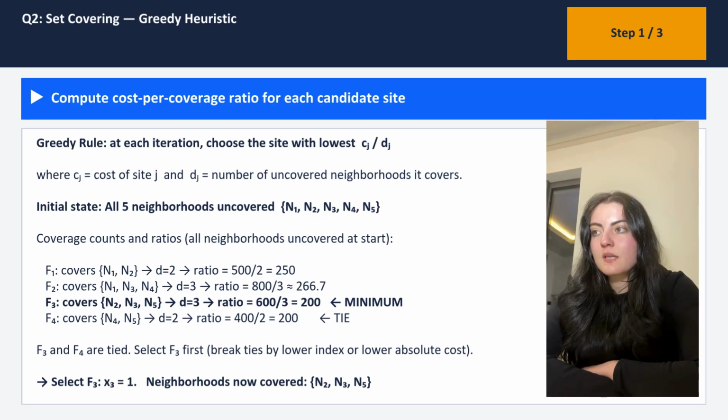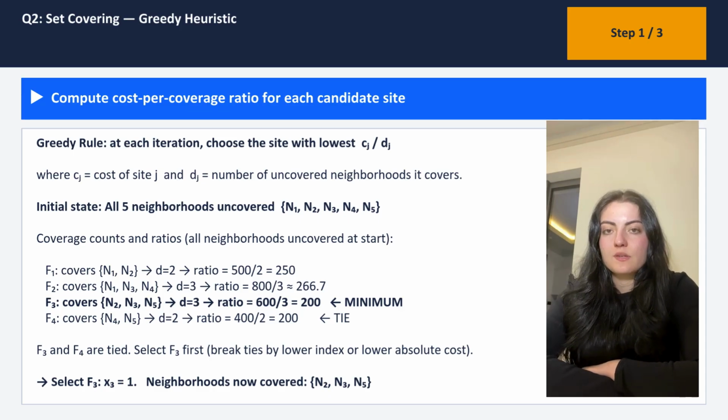From the table, site F3 and site F4 both have the ratio of 200, so there's a tie. The slide breaks the tie by selecting F3 first. Once F3 is selected, neighborhoods N2, N3, and N5 become covered. That means only N1 and N4 remain uncovered. So after the first step, the problem becomes smaller and more focused.